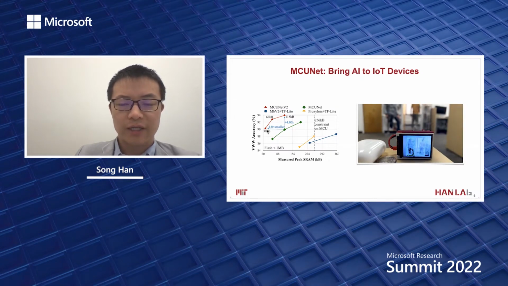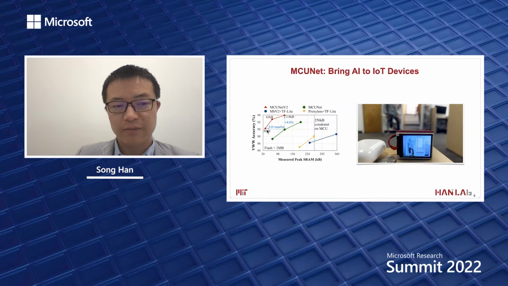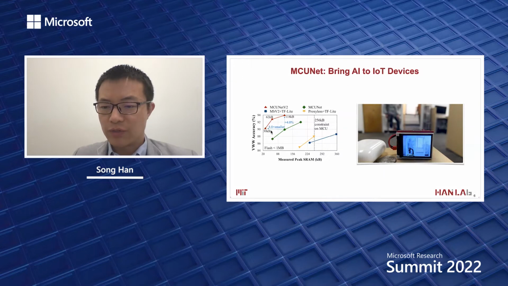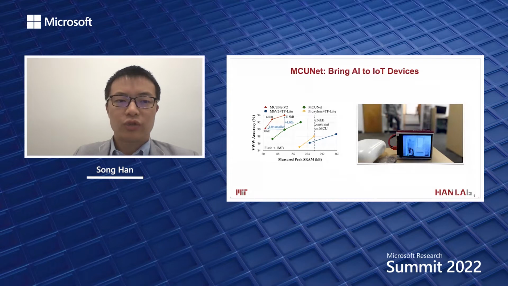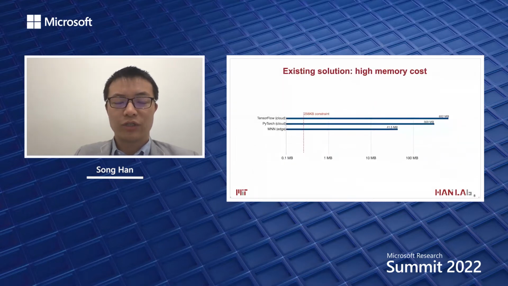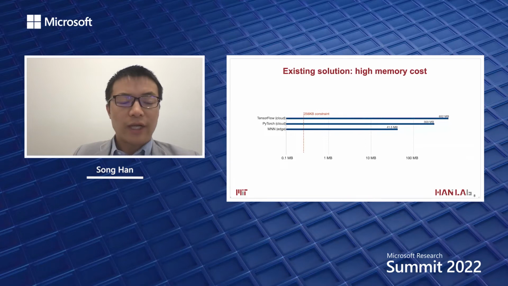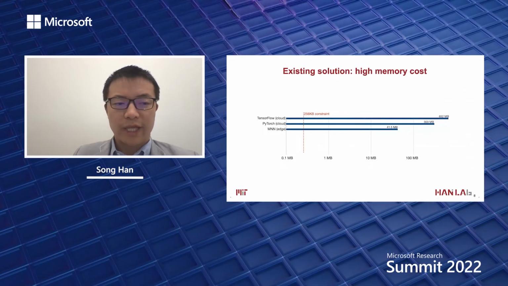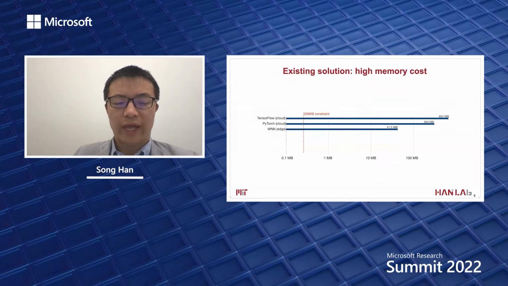So 30 kilobytes, that is very affordable for many different tasks and very cheap devices. And the key idea is using this patch-based inference, which can drastically reduce the cost of inference. But what about training, right? How do we enable on-device training on edge devices? Existing solutions, including TensorFlow or PyTorch or even MNN, require tens to hundreds of megabytes of memory, which is far beyond the memory constraint of a microcontroller, which is roughly 256 kilobytes.